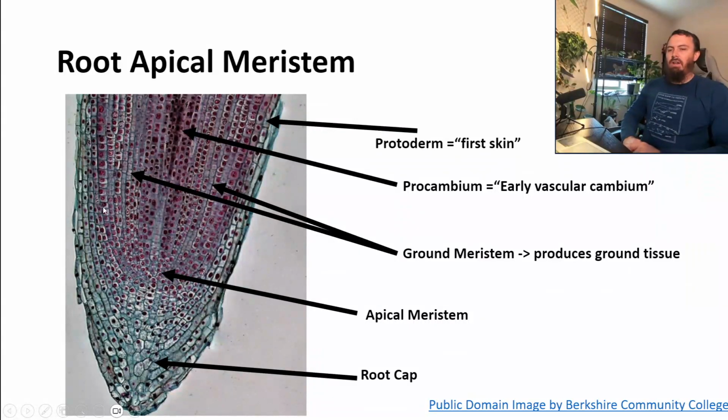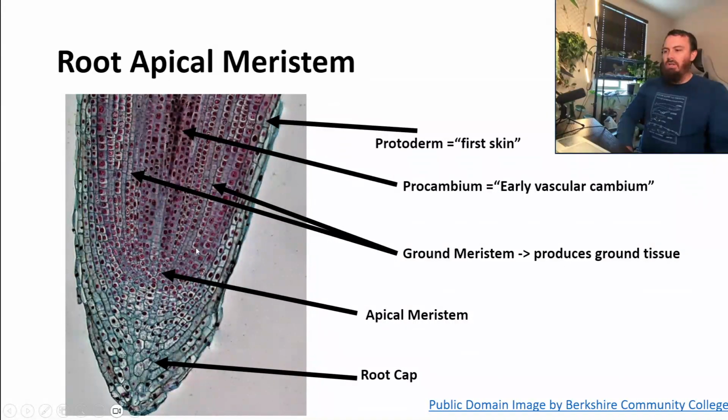So here's the tip of an onion root. We're looking at the tip of an onion root because that's where it's growing. Down here we have the root cap. So the root cap is a protective barrier for the root, allows it to push into the soil without incurring too much damage. And right past the root cap, you have rapid cellular division happening. So that's the apical meristem of the root.